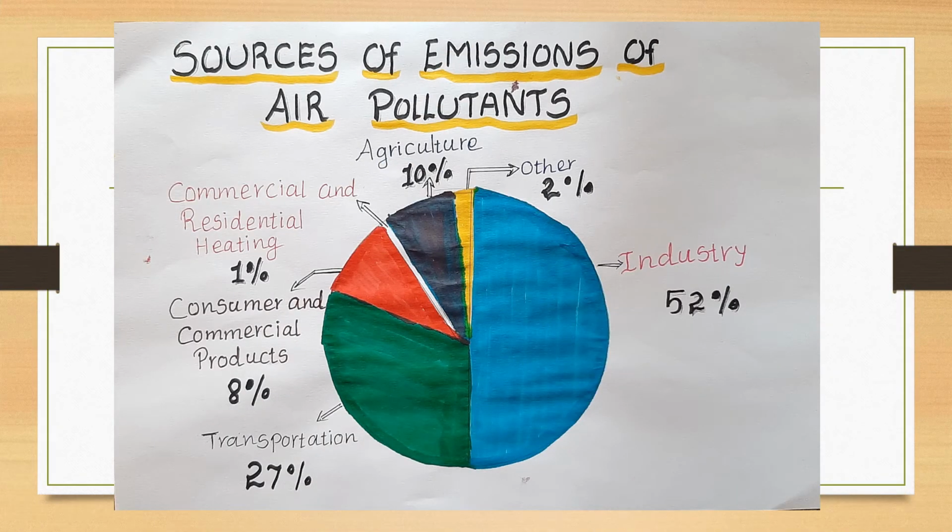Graph on sources of emission of air pollutants. Industry 52%, transportation 27%, consumer and commercial products 8%, commercial and residential heating 1%, agriculture 10%, and others 2%.